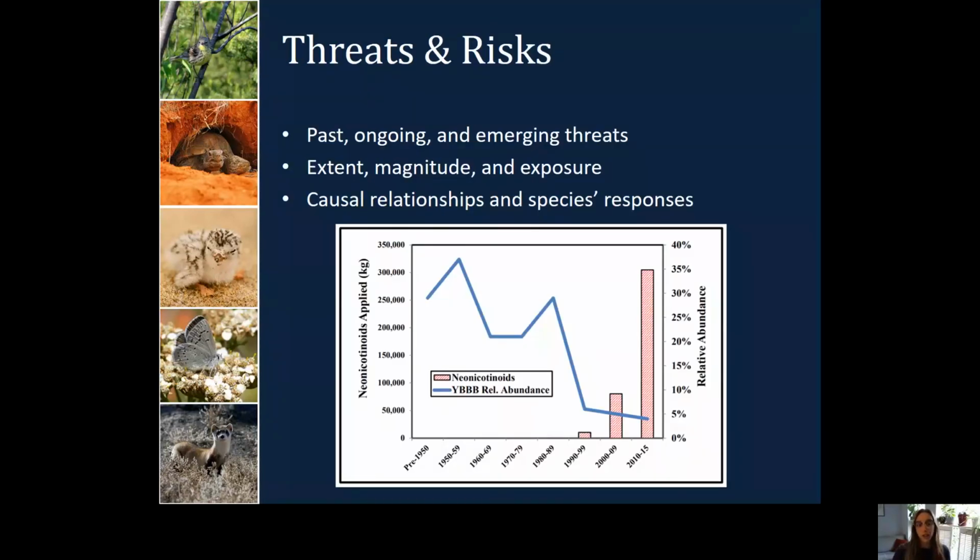We also gather information on threats and risks to the species, including past, ongoing, and emerging future threats. It's valuable to know about the extent, magnitude, and exposure of these threats, as well as the causal relationships and potential species responses to those threats. In the yellow-banded bumblebee species status assessment, for example, we explored the potential impact of neonicotinoids on individuals and populations, and included information indicating some correlation between neonicotinoid use and the species' relative abundance shown in the graph below.